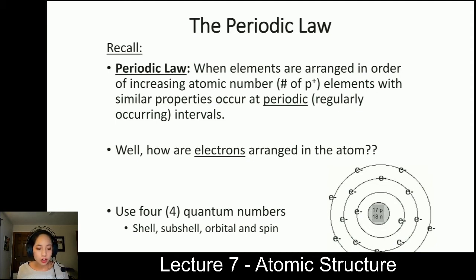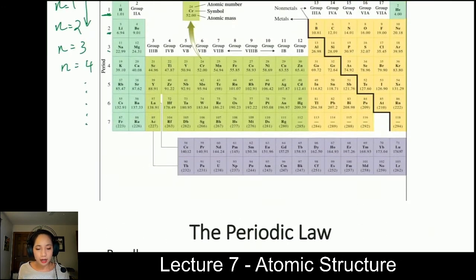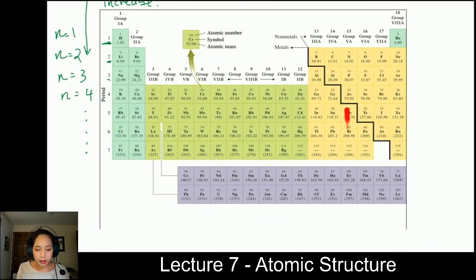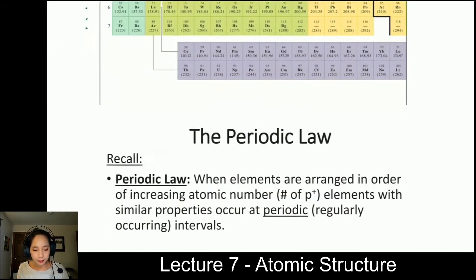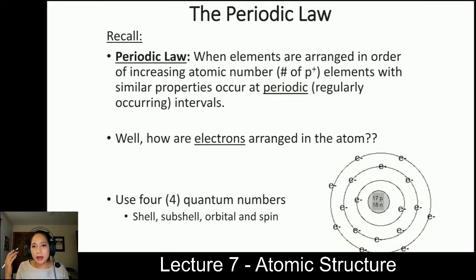And when we arrange the elements in a certain way on the periodic table, similar properties start to arise from the different families, so all of the elements in a group have similar properties to one another. That's why we see these periodic properties pop up, and that's why we call it the periodic table, because properties repeat themselves periodically. So let's keep that in mind with periodic law.